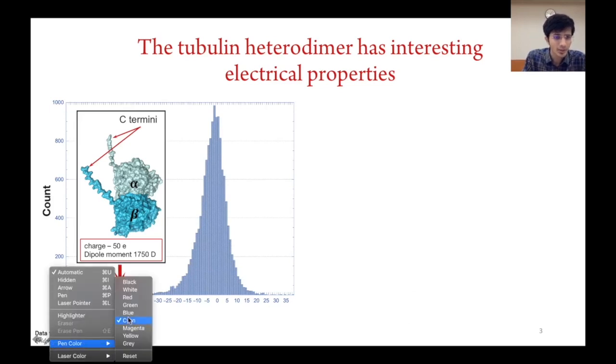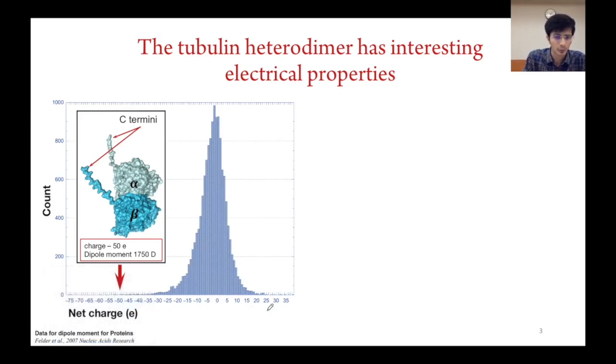This is a histogram of 12,000 proteins and their charges. Here we see that most proteins peaked at about -5. I think this will come out to be something between 0 and -5. That was the charge that was highest. Tubulin, on the other hand, had a charge of -50, so it's extremely highly negatively charged.